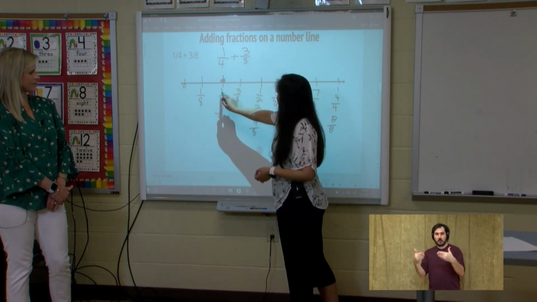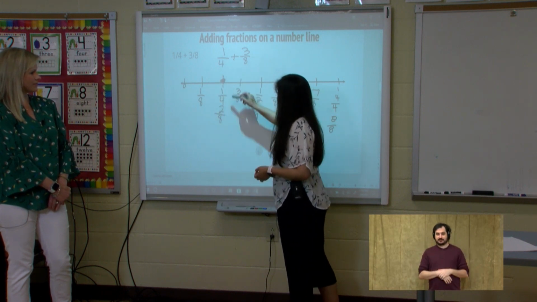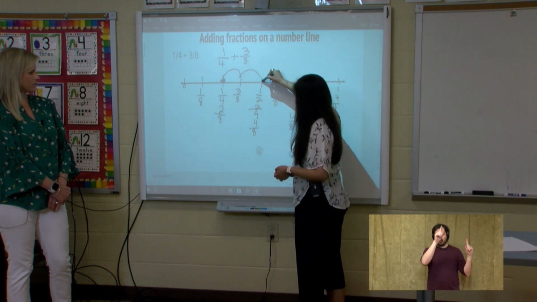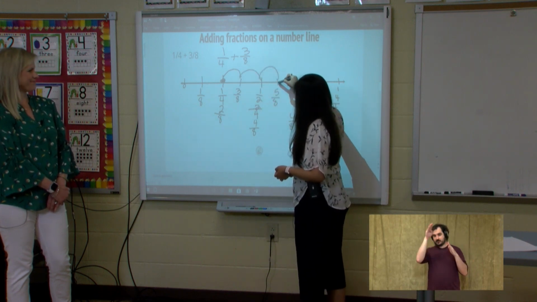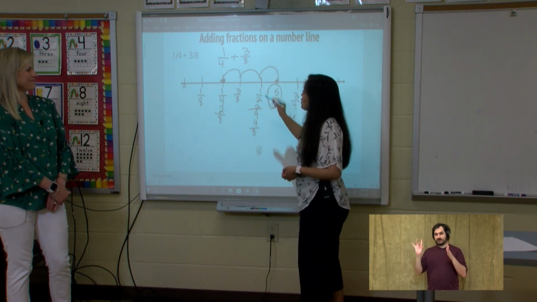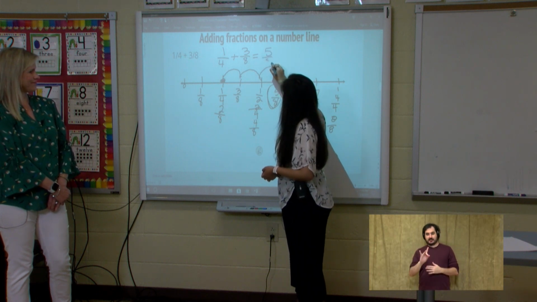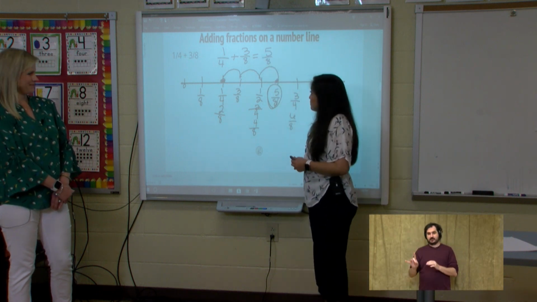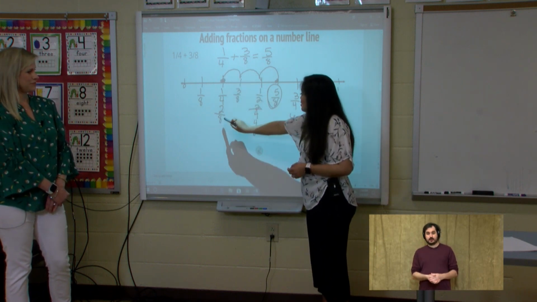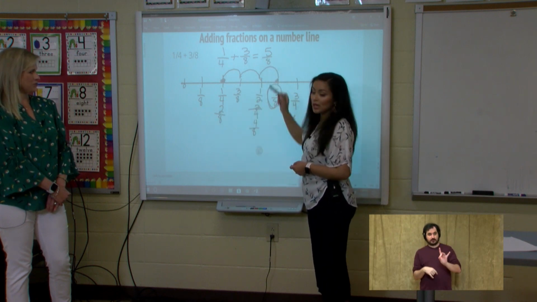So I have 1/4 plus 3/8. I have my 8ths here, so I can go 1/8, 2/8, 3/8, and I land on 5/8. So I could say that 1/4 plus 3/8 equals 5/8. Another way I could have done this is, since 1/4 is the same as 2/8, then I could have just added the 3/8, and that would have also given me 5/8.